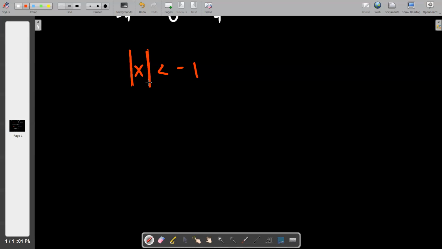That's not a Mr. Ahern thing. That is a fact. Absolute value cannot go less than 0. So by definition, it sure as heck can't go less than -1. If you see a problem like this, you may stop. No solution. Done. What would the graph of that one look like? Just empty, right?